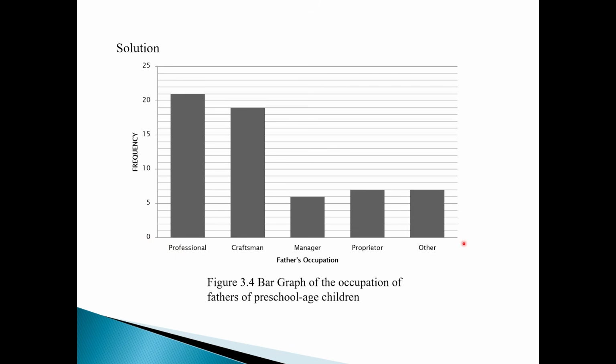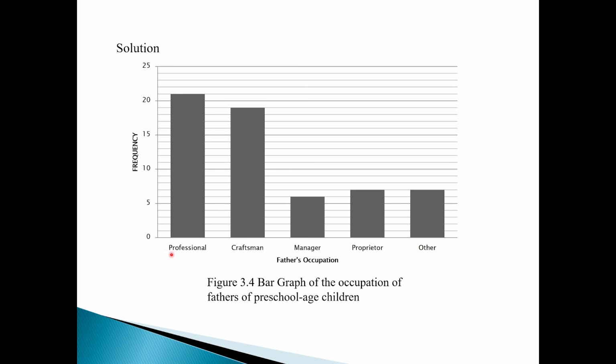So horizontal, your x-axis, you have your father's occupation. Your y-axis is your frequency. Label it frequency and father's occupation. Then you put each category here: professional, craftsman, manager, proprietor, and other.